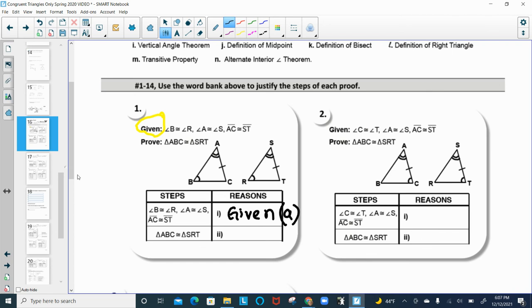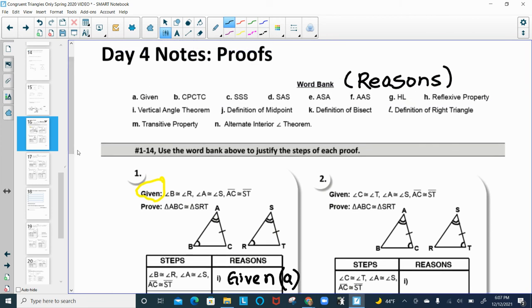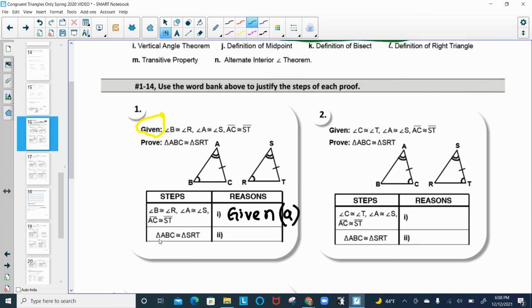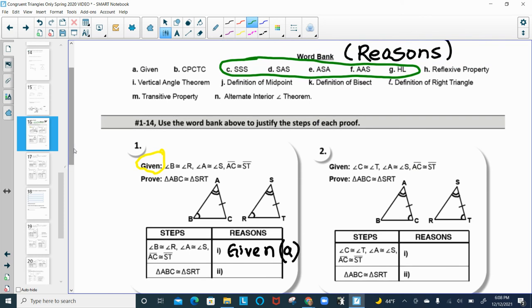So now in the second step, which is actually the final step, they're asking us to tell them why triangle ABC is congruent to triangle SRT. When you see triangle congruent to another triangle, it will always be one of these 5 things. Always. But it has to be a triangle congruent statement. So what you're going to do is remind yourself what those 5 things are. Do we have SSS? Do we have SAS, ASA, AAS, or HL?